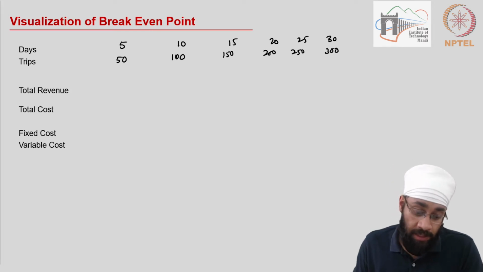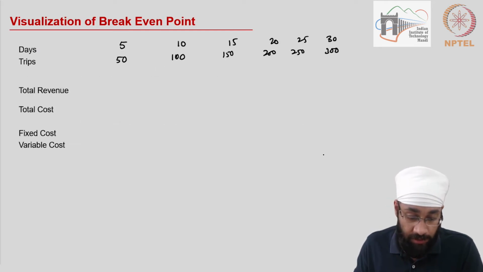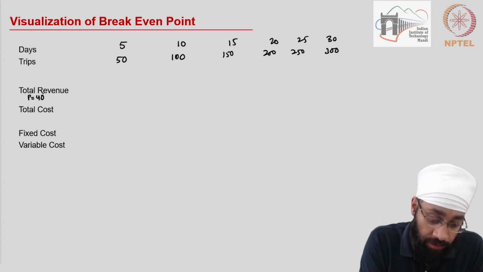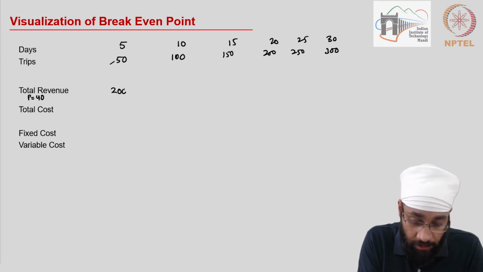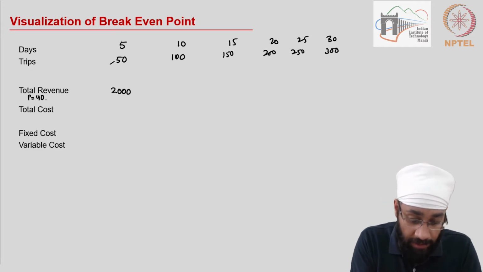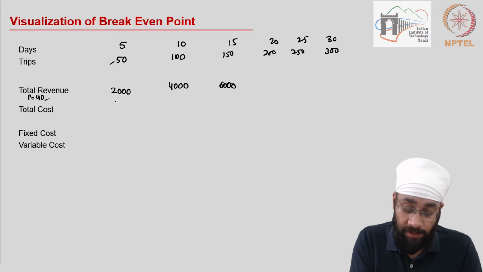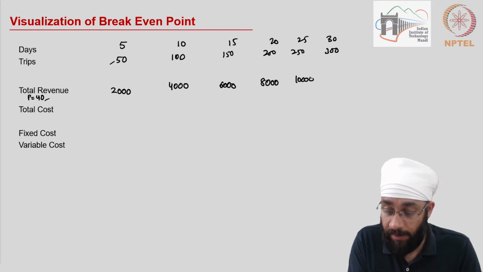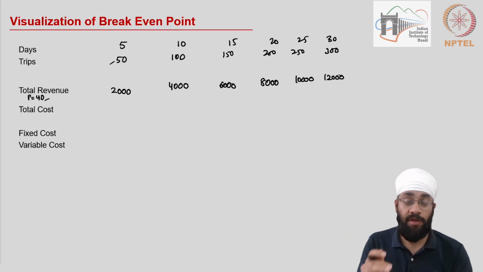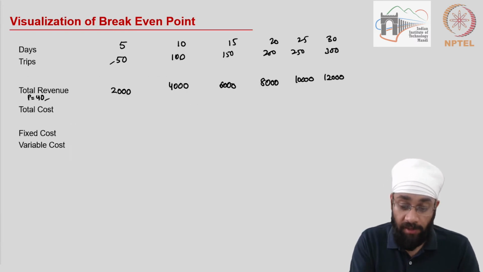Total revenue is going to be based upon the per trip price, which is 40. So total revenue based upon P of 40. So you multiply 40 by 50. So this comes out to be 2,000. And then you have 40 into 100. So this is 4,000. Then you have 6,000. So likewise, we see a slope, same slope, it is going up by 2,000 with every scenario. So 10,000, and you have 12,000. This is the total revenue that Amit will be able to make if he works for different number of days.